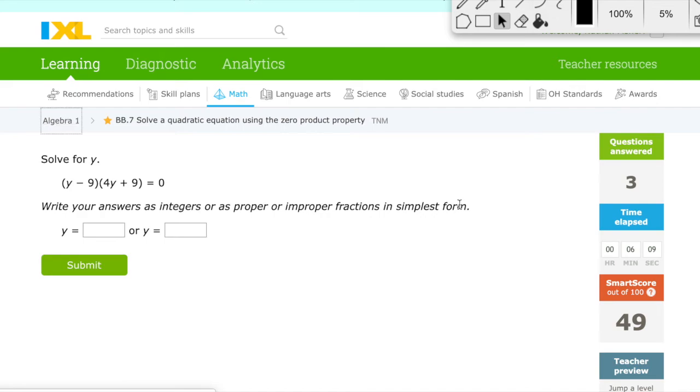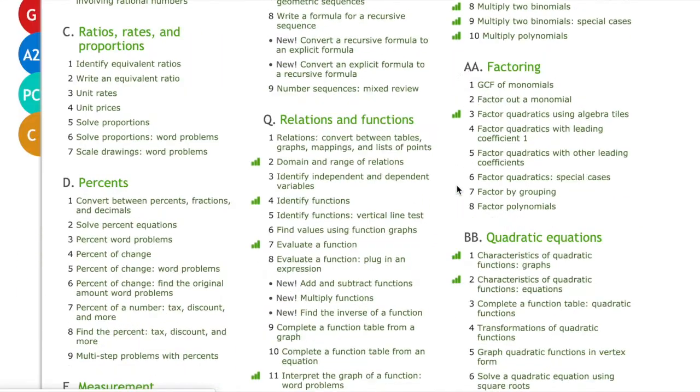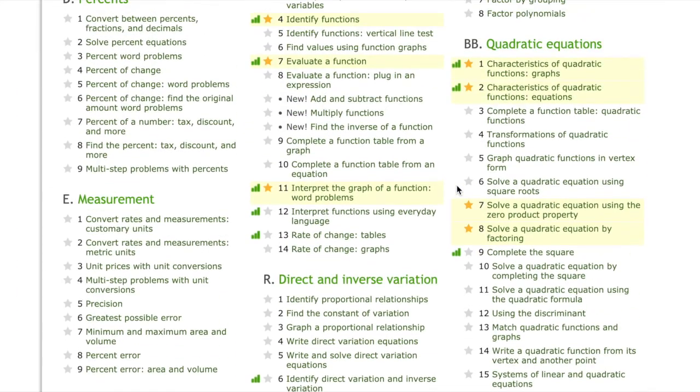Okay, let's go to BB8 now. That's right here.